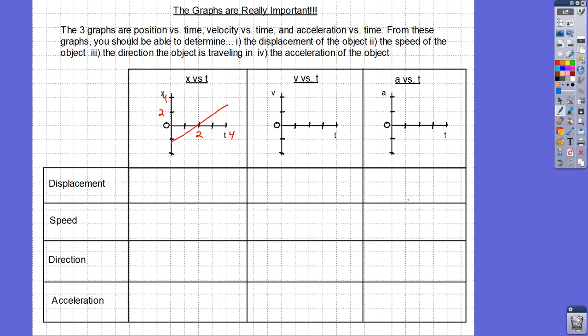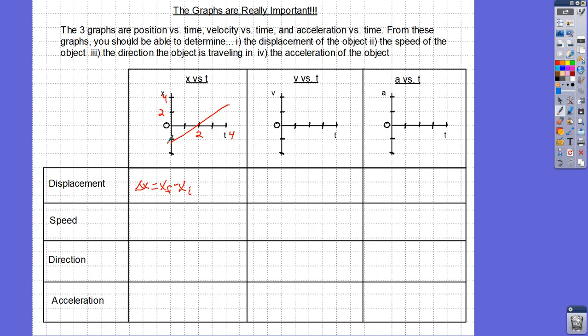All right, so hopefully you remembered some of this. Displacement, remember, is change in position, so that's really easy. We're going to take the final position minus the initial position. You're just going to look on the graph at the final position and the initial position. So in this case, the final position looks like it's about 3. The initial position is basically -1.